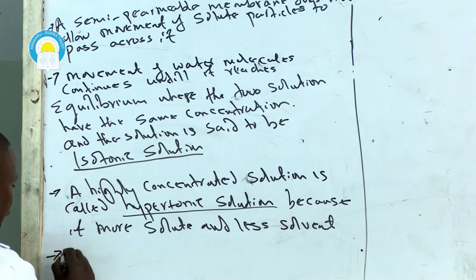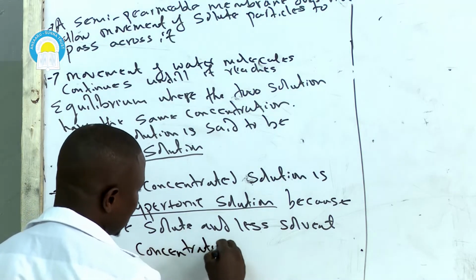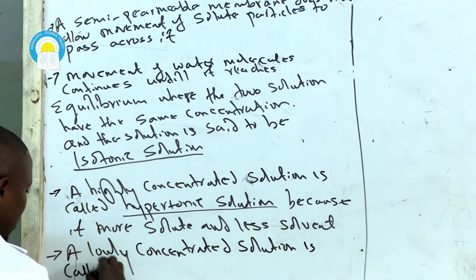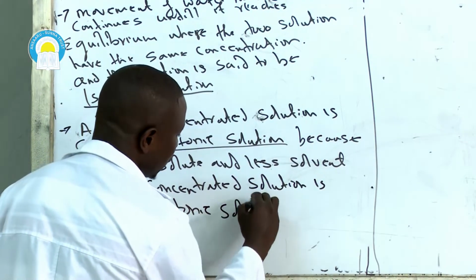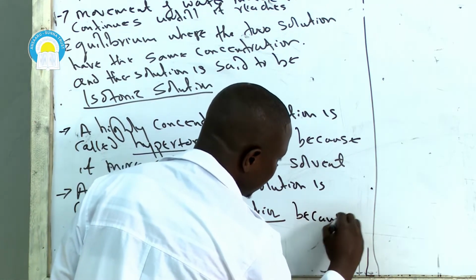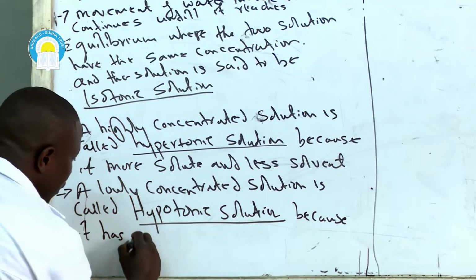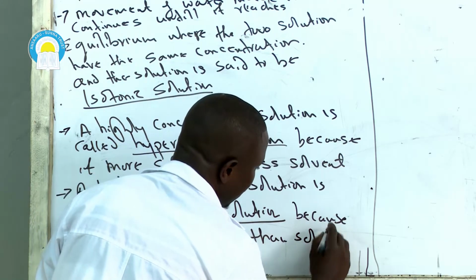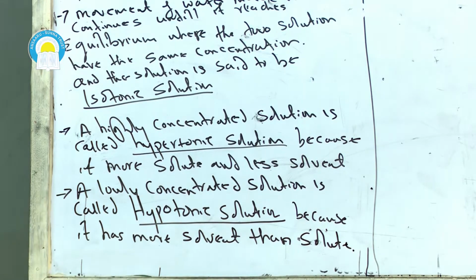A solvent. And we have a lowly concentrated solution is called hypotonic solution because it has more solvent than solute. Because it has more solvent than solute.